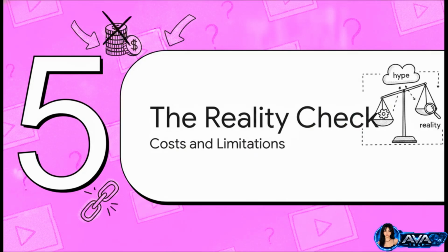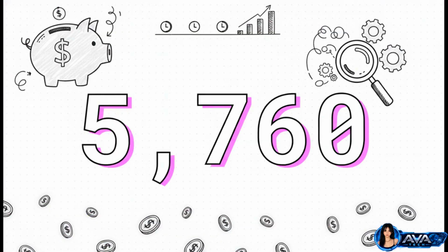Okay, time for Section 5, the reality check, looking at costs and limitations. So the crucial point is, while this tech is totally groundbreaking, we have to take an impartial look at the realities of using this beta software right now. To balance all this hype with the actual user experience, our first reality check is this number right here, 5,760. That is exactly how many credits a single 3-minute generation costs on the platform.